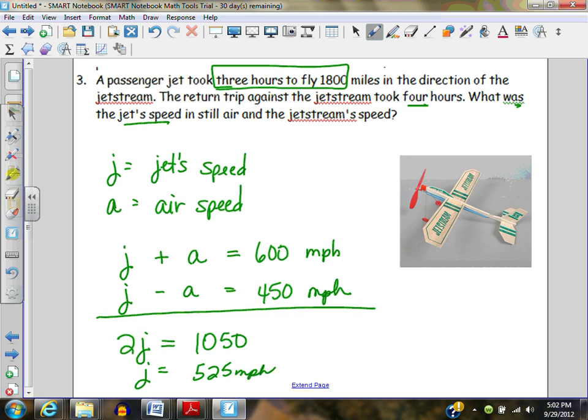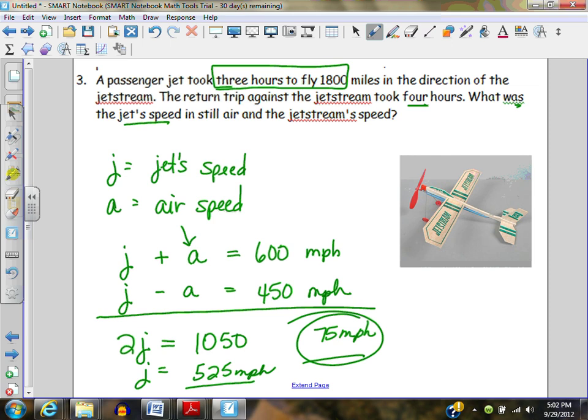So if his speed is 525, the air must be 75 mph, which cannot be inaccurate. I mean, that means that the air is already like a hurricane, isn't it? I don't know. That just seems like really fast air. And I think I would not get in a plane when the air is 75 miles an hour. But there we have it. The answer to this question: what was the jet speed in still air?